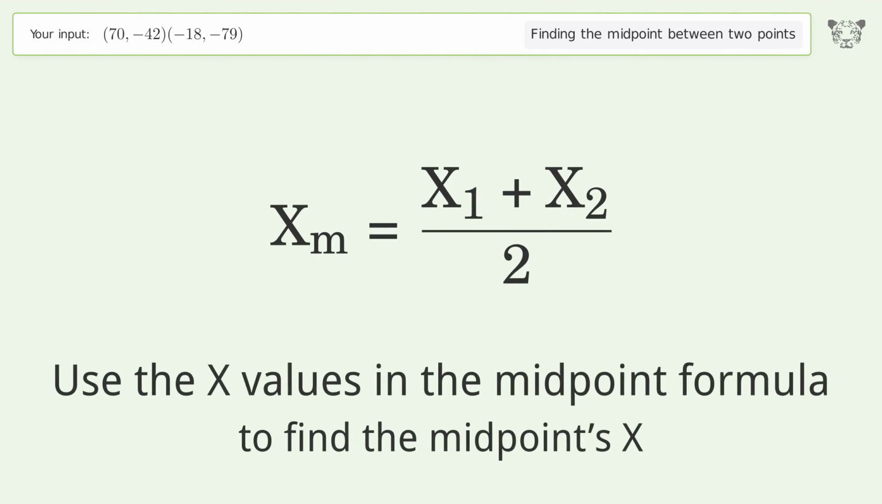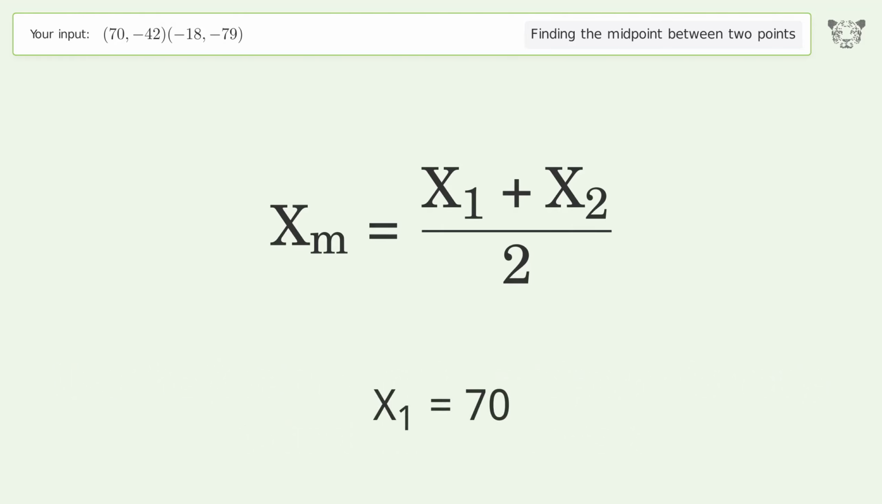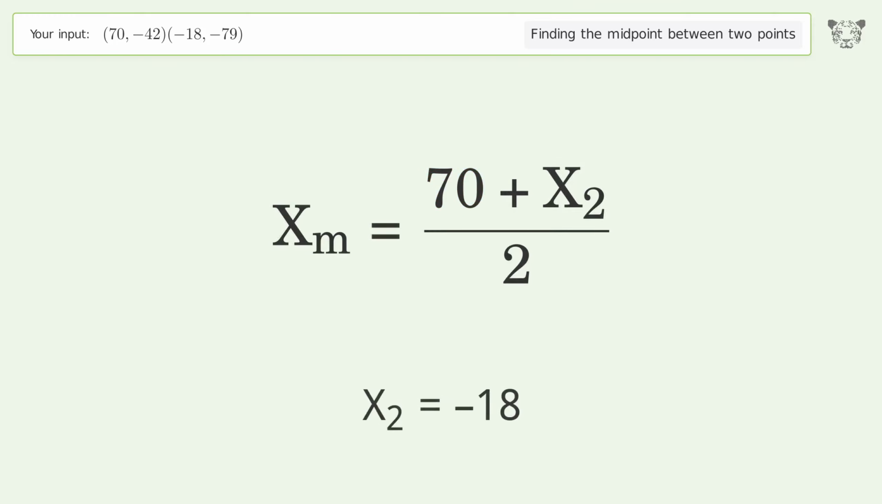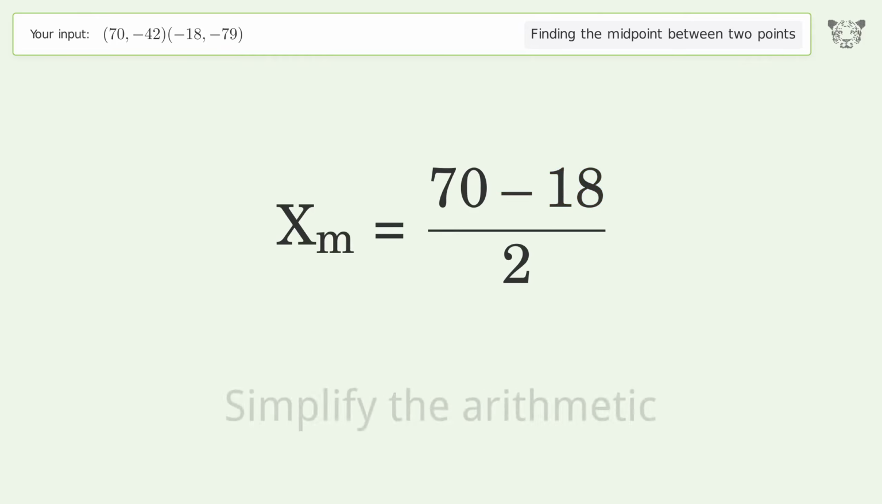Use the x values in the midpoint formula to find the midpoint's x. x1 equals 70. x2 equals negative 18. Simplify the arithmetic.